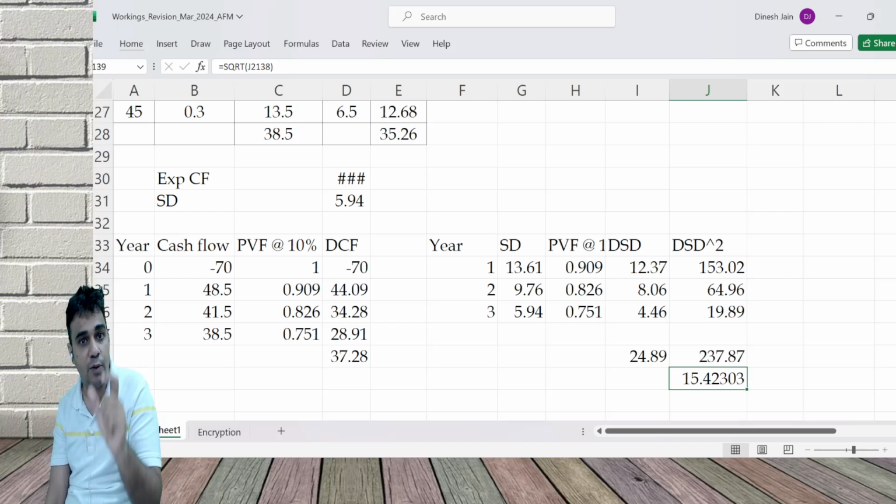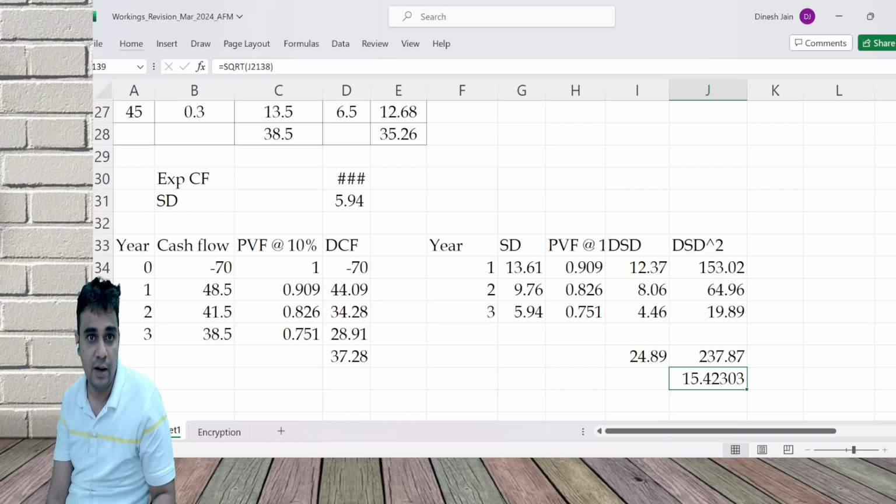And some question will say, what is the probability of independent cash flow and probability of dependent? Dependent is equal to first year probability. Independent is equal to first year probability power the number of years.